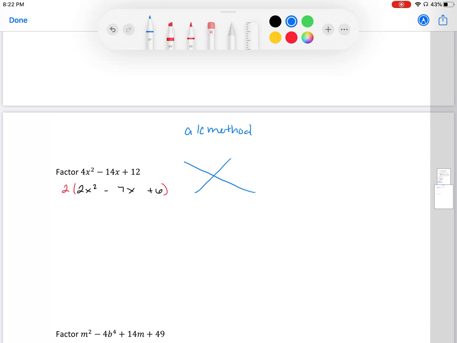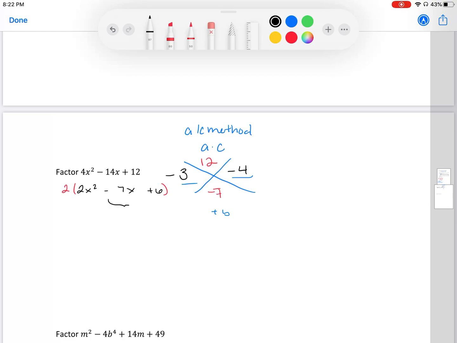I want to multiply my A and my C, and I want to think of two numbers that multiply to that and add to give you your middle term, B. So in this case, A times C, 2 times 6 is 12, and my middle term is negative 7. So what numbers multiply to give me 12, but add up to give me 7? Well, 3 and 4 work, and they need to multiply to a positive, so they both have to be negative. And when I add them, they're negative, so that works out.